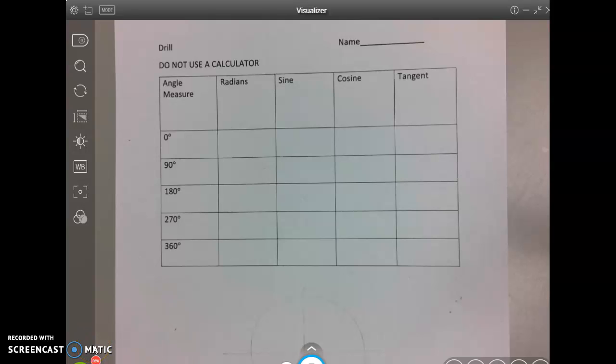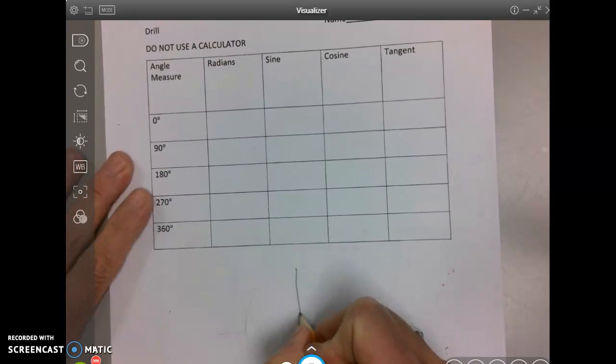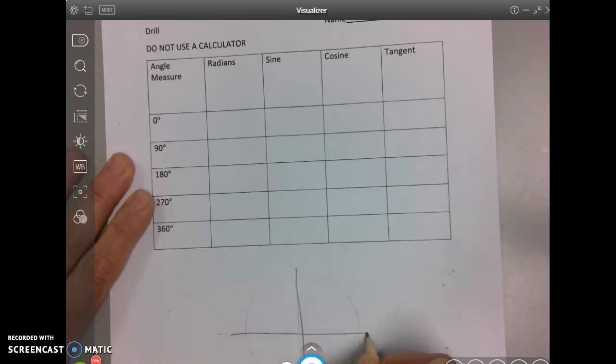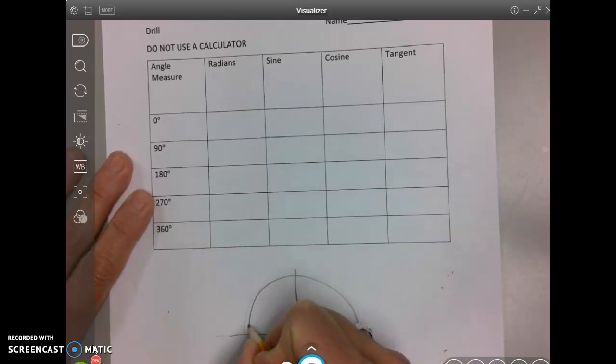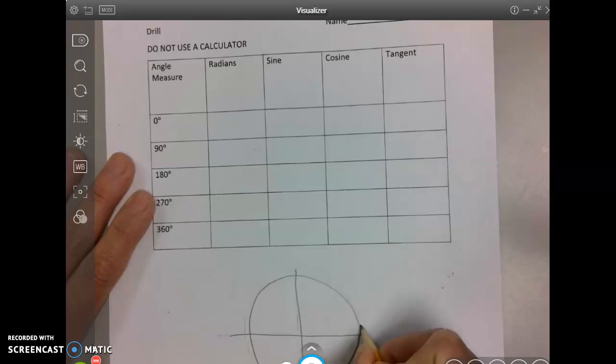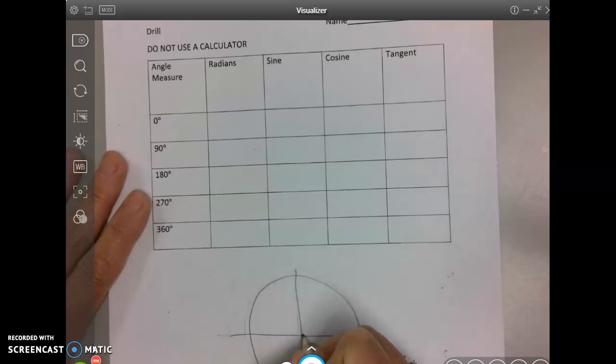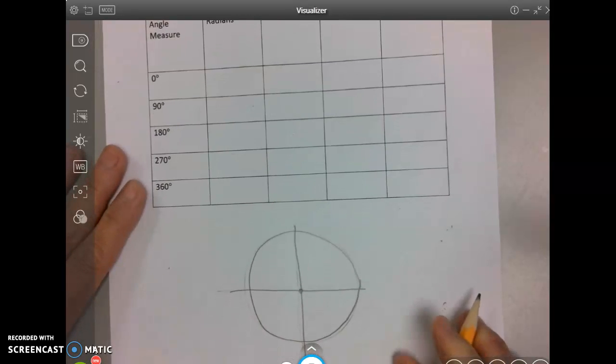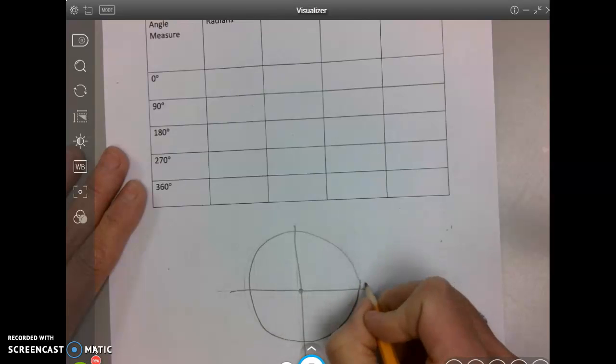This is video 1 of basic trig identities, and we're going to start with this drill, and you are encouraged to do this drill without using a calculator. You want to get used to being able to just sketch a quick unit circle, and then I always label my unit circle. Remember that this is the origin on the coordinate plane, and this is 1 unit over, so it's (1, 0).